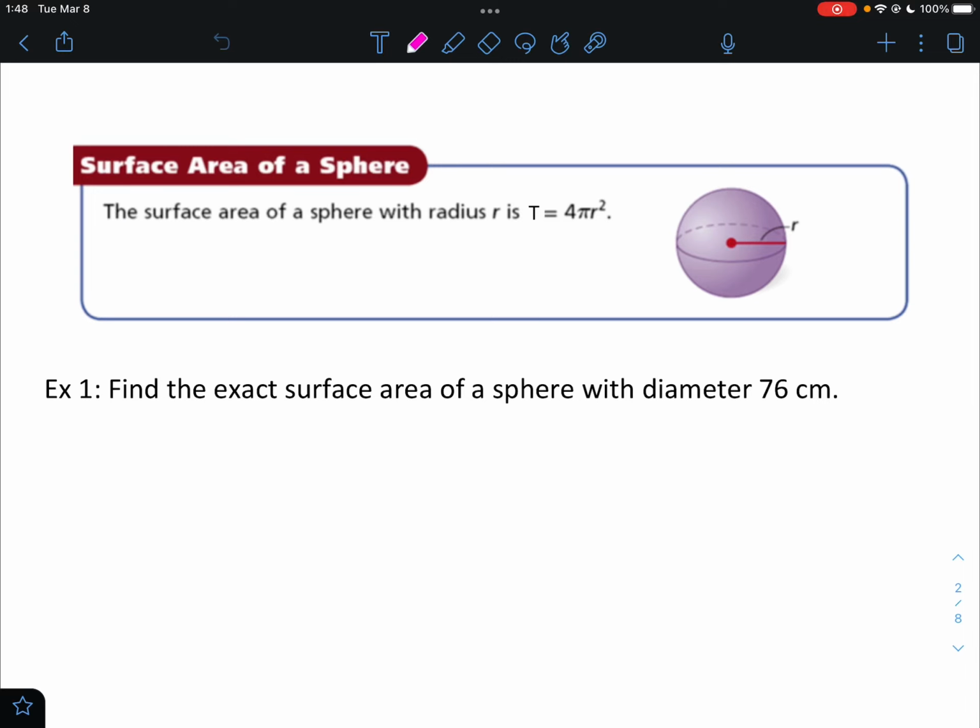The formula for the surface area of a sphere is very simple. It's just T equals 4 pi r squared. So it's the pi r squared that we know from a circle, but it's 4 pi r squared for a sphere. All right, let's just give one a shot.